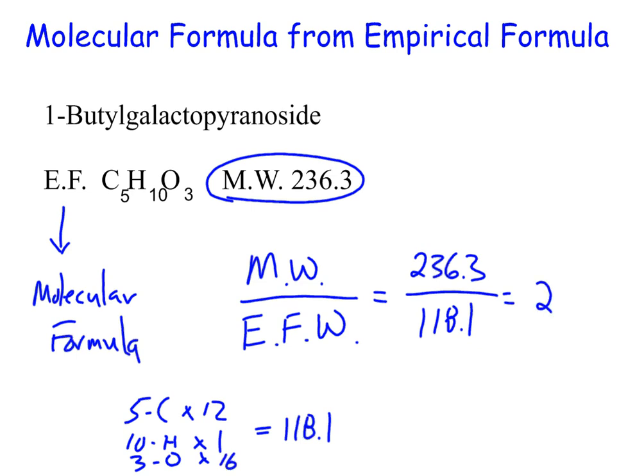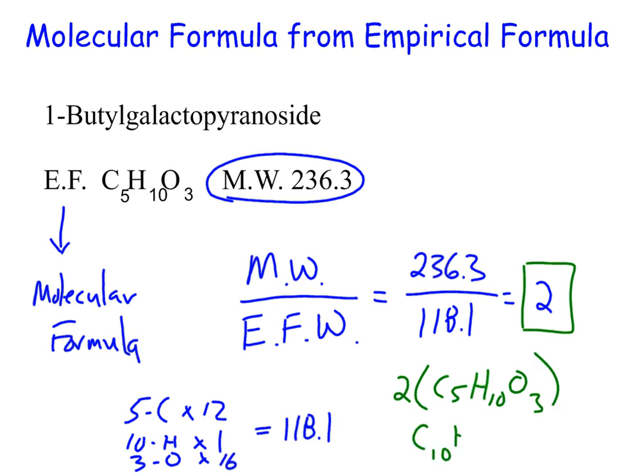Now, this number should come out to be a whole number because, again, the molecular formula has to be some multiple of the empirical formula. So at this point, all we're going to do is take that empirical formula and multiply it by the number that we get here. So 2 times our C5H10O3 gives us then C10H20O6.